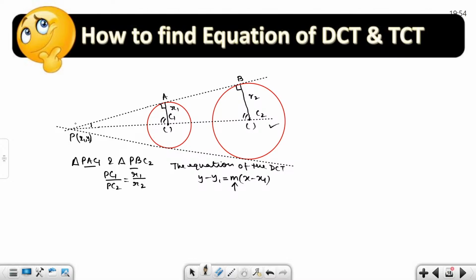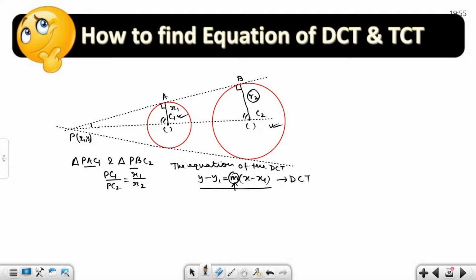How? As this PB is the tangent to this circle, if I draw a perpendicular from the center of this circle on this tangent, it is going to be the radius R2. I have taken this circle, you can take this circle also, no problem, you are going to have the same result. Is it clear? So from there, you are going to find out this m. And the moment you have this m, you are going to have the equation of the DCT. Is it clear to all or not?